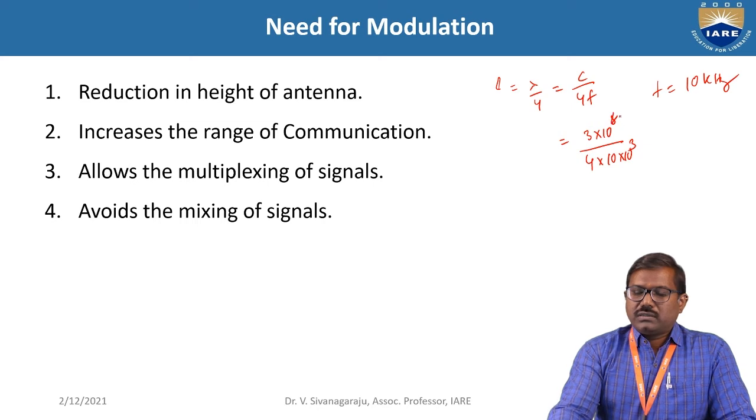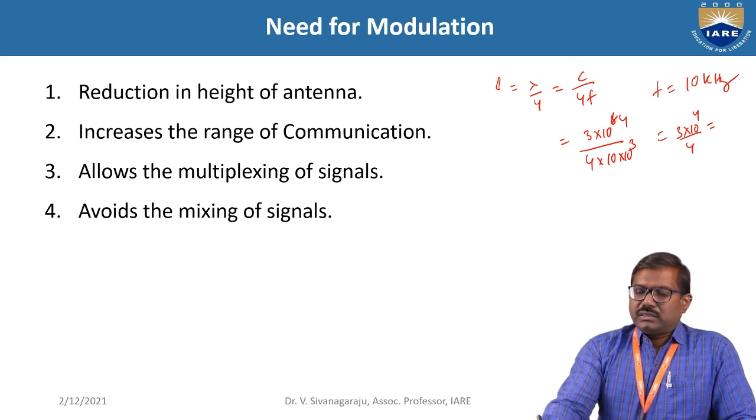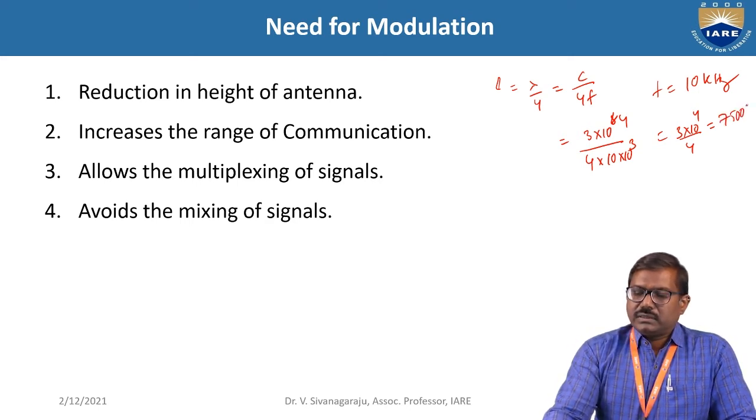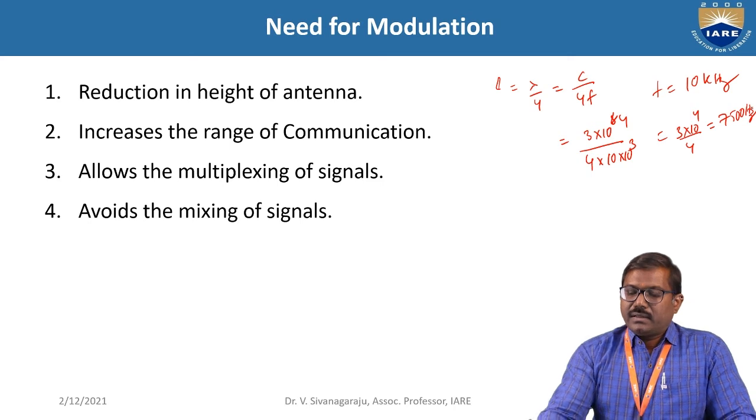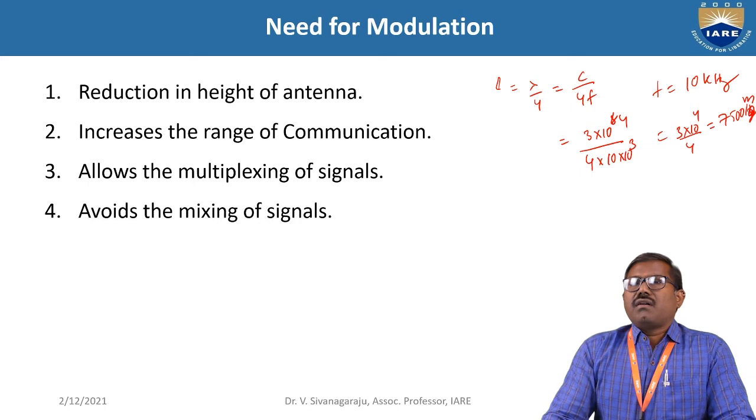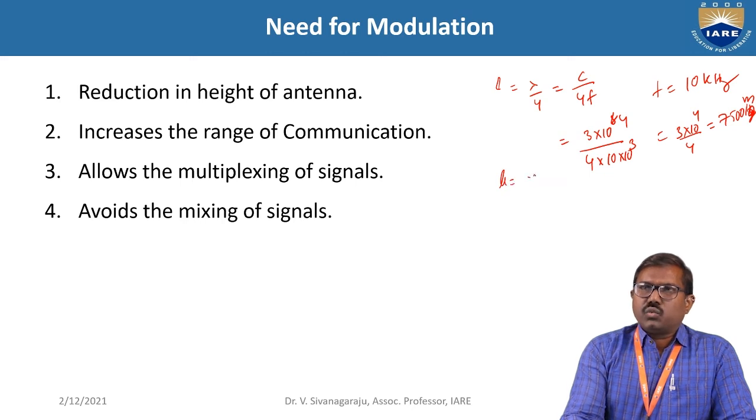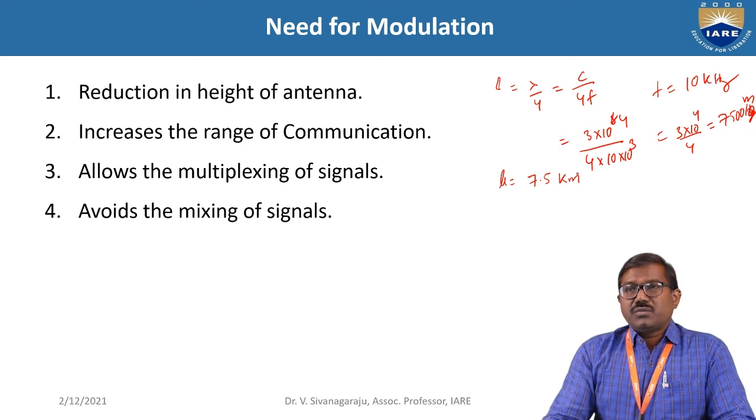For these frequencies, 3 into 10 power 4 divided by 4. So you can divide that one, get 7,500 meters. Not in hertz, it is in meters. 7,500 meters. So it means the length of the antenna is 7.5 kilometers. So is it practically possible?